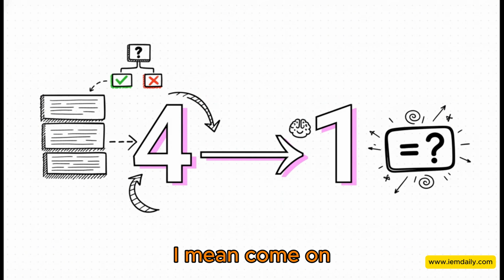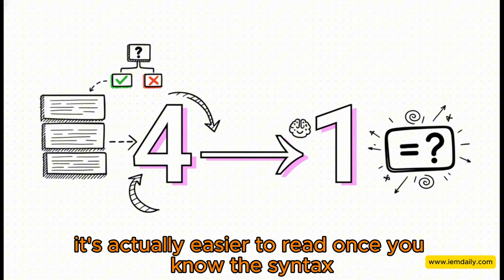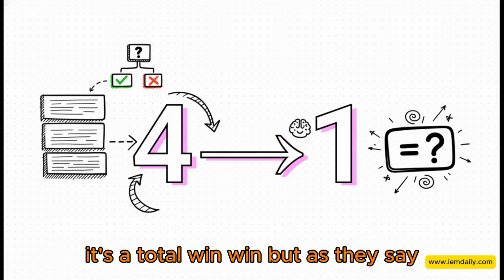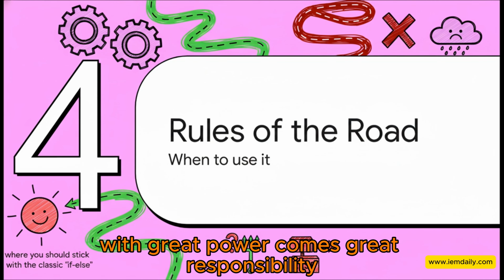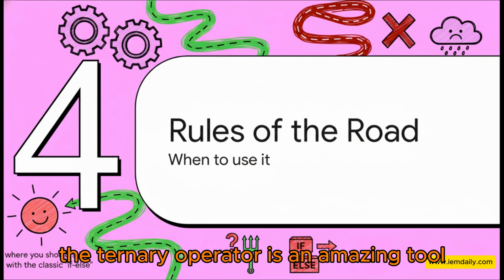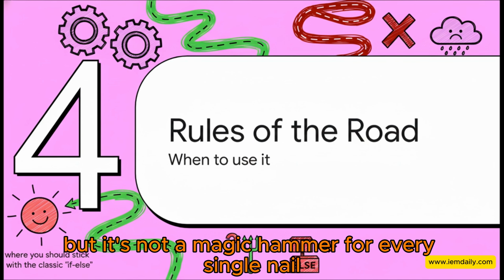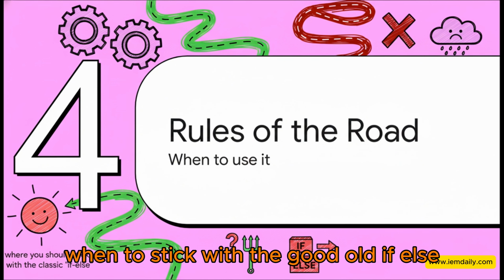I mean, come on. From 4 lines all the way down to 1. That's not just shorter. In a simple case like this, it's actually easier to read once you know the syntax. It's a total win-win. But as they say, with great power comes great responsibility. The ternary operator is an amazing tool, but it's not a magic hammer for every single nail. You've got to know when to use it, and just as importantly, when to stick with the good old if-else.